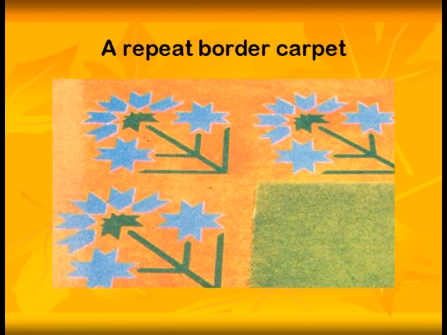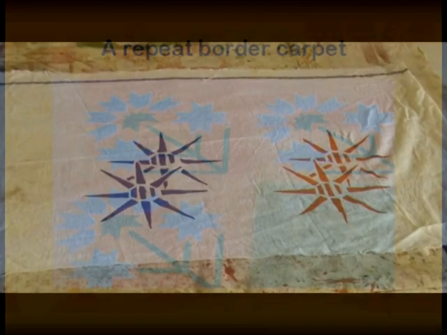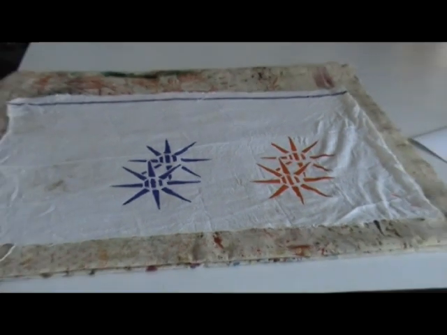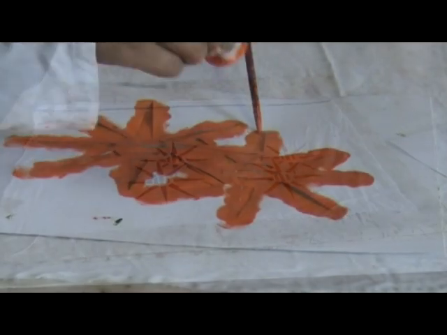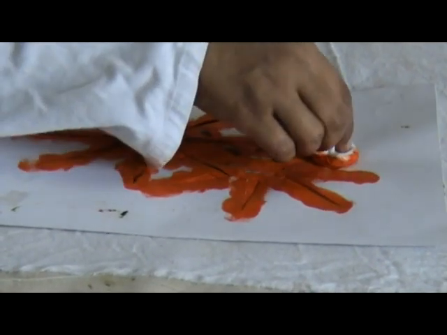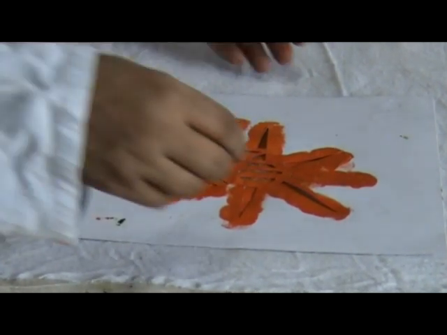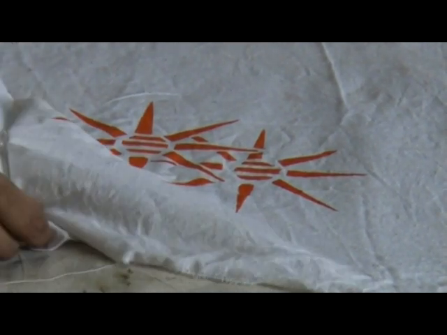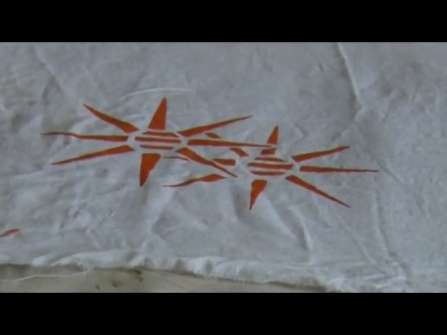If your project requires repeating the same stencil in different colors, the registration of colors will be done by first placing the stencil for the first color to be printed in its correct position on the fabric. In the same manner, repeat the same process for the next color.